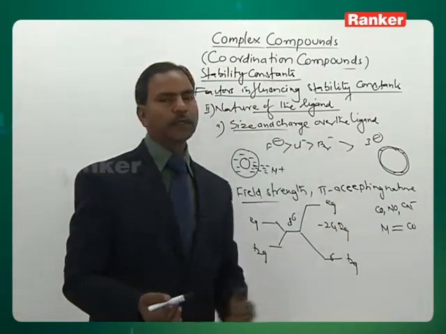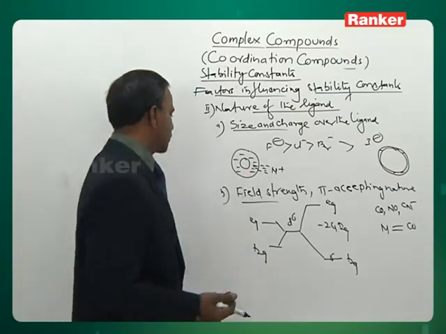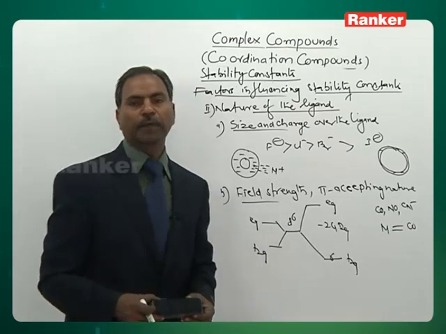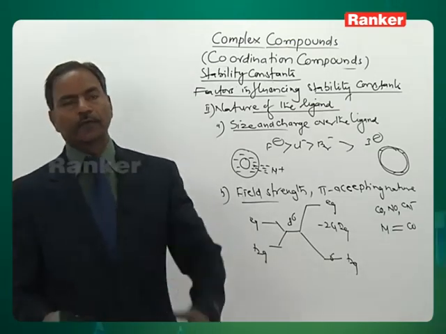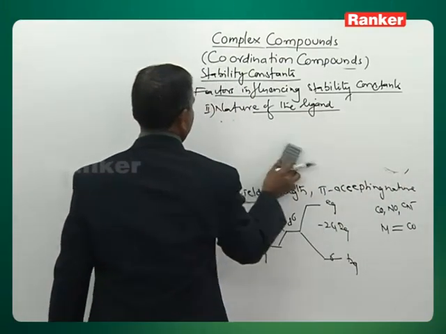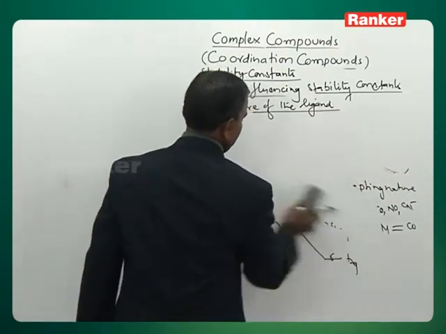Easy concept about this particular nature of the ligands. First one is size and charge. Second one is field strength and pi accepting nature. Next, the third one we discuss is the chelate effect. Under ligands, chelate effect.